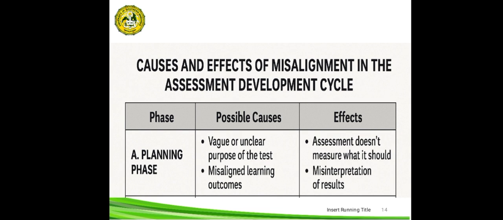Next is misalignment of learning outcomes. The effect of this is misinterpretation of results. So yung mga result natin, kung misaligned ba yung learning outcomes doon sa content na assessment natin ginawa, magkakaroon tayo ng misinterpretation sa results nito, or hindi reliable yung scores ng ating assessment na gagawin. So those are some causes and effects of misalignment of the first phase, which is the planning phase.